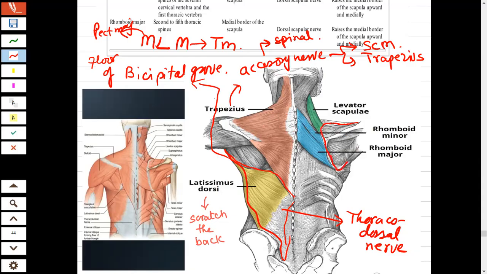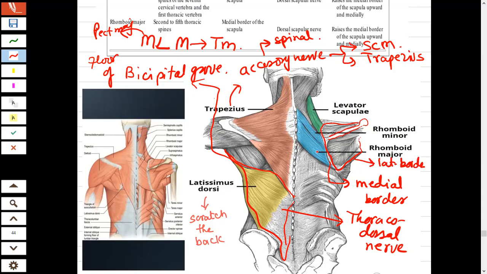So if I remove the trapezius muscle here, now this is the scapula bone, which I am highlighting at the moment in red color. This is the spine of the scapula bone. Okay. So this border is your which border? This is your medial border. This border will be the lateral border.